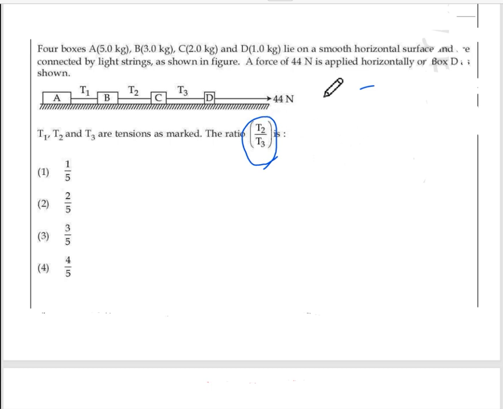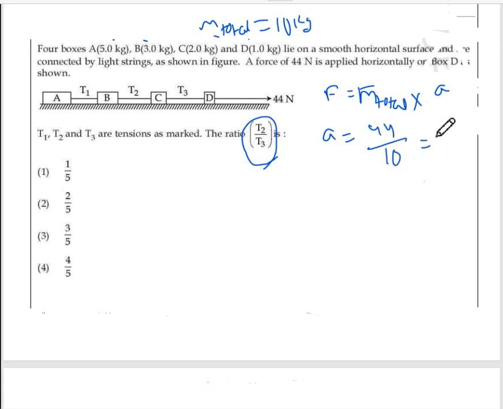So first find its acceleration. So force will become m total into acceleration. So how much will be m total? So it is 5, 3, 2, 1, so m total will become 10 kg. So now, acceleration A will become F, force is 44 by 10. So it will become 4.4 meter per second square, which is the acceleration.